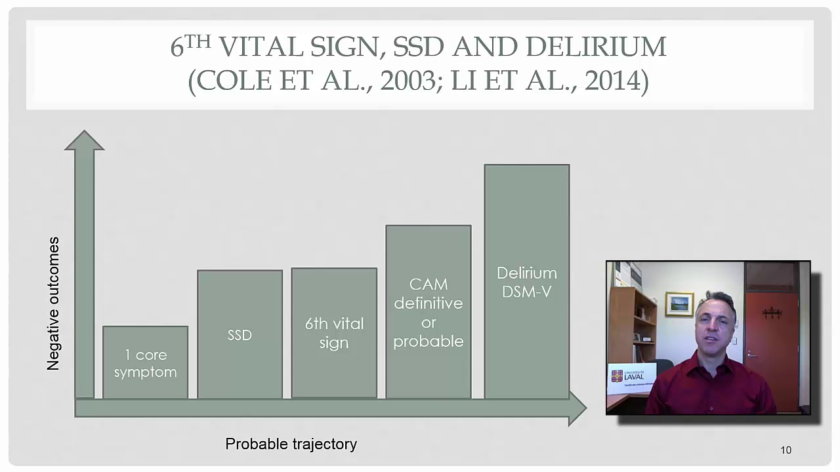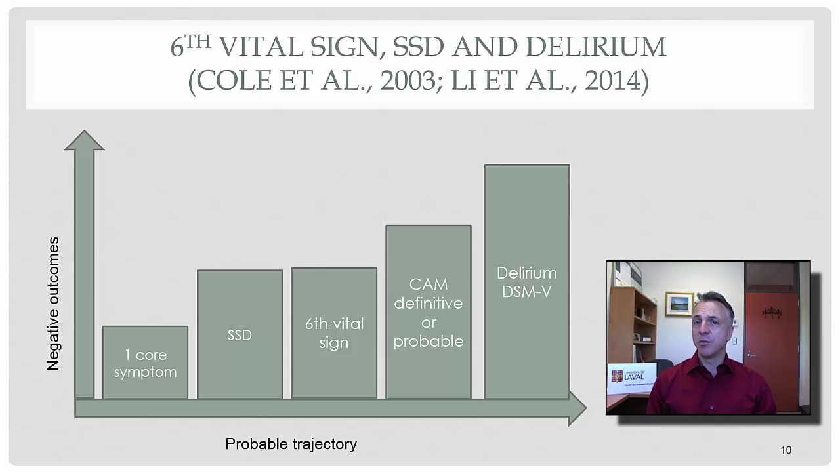To conclude on all these concepts that I just described, the 6th vital sign, the SSD, and all the definitions about delirium, this graph presents everything in only one slide. You can see on the left the negative outcomes and also the probable trajectory. If you have one core symptom of delirium, you're more likely to develop SSD or the 6th vital sign, and then a CAM definite or probable, and finally a DSM-5 delirium.